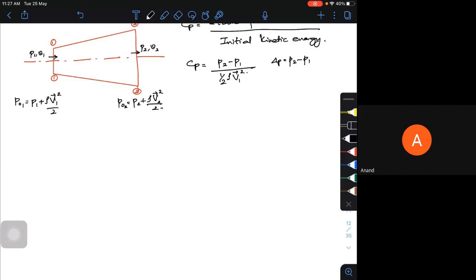Okay. Now, one more thing which is very important here: the diffuser efficiency. Expression for diffuser efficiency. Okay. Now, what is this diffuser efficiency?